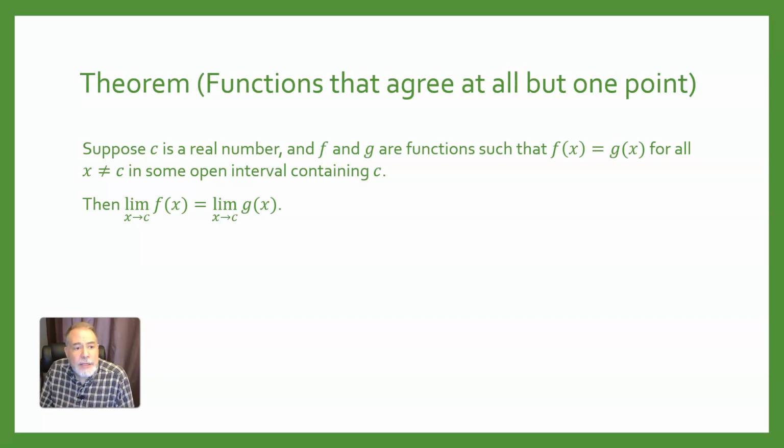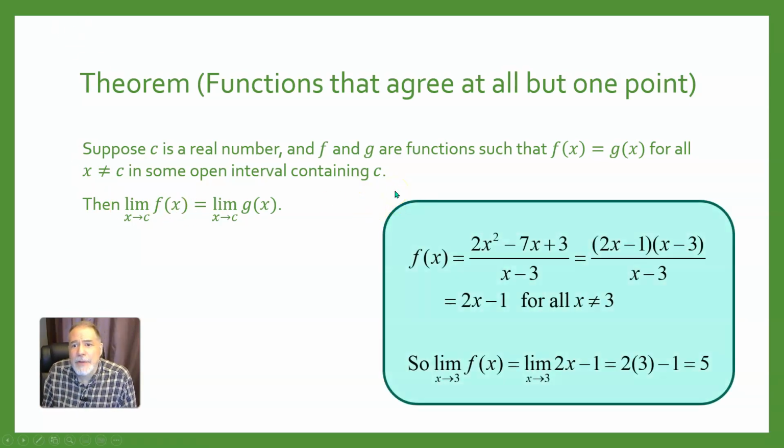If the only difference between the functions is what happens right at that particular number c, then they have the same limit as x approaches c. Because remember, limits don't depend on what happens when x equals c, only on what happens when x is close to c. So as long as they agree about what happens when x is really, really close to c, it doesn't matter what happens when x equals c.